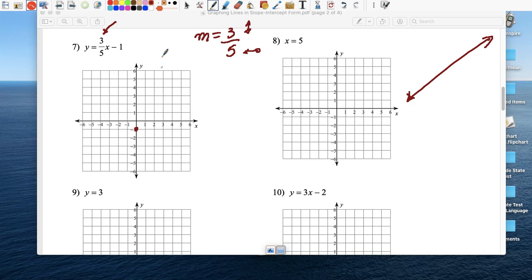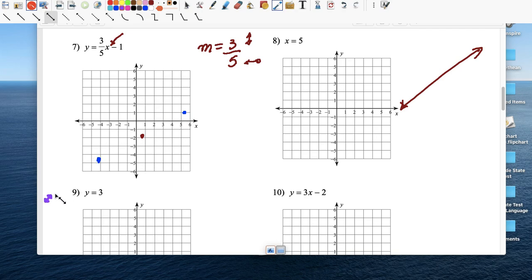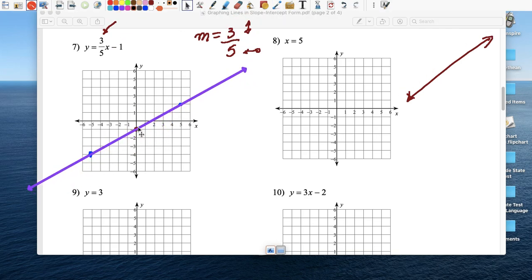So let's just figure out a couple more points. Up and down we count 3. 1, 2, 3. Left and right, 1, 2, 3, 4, 5. There. Let's see if we can find one more point. 1, 2, 3 down, and 1, 2, 3, 4, 5. There. More than enough to create a line. Let me just move this. There we go. Give the graph a name: y equals 3/5 x minus 1.